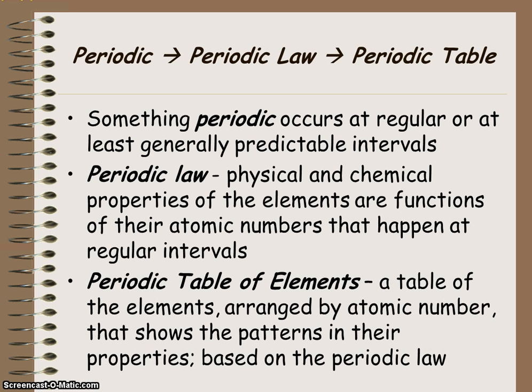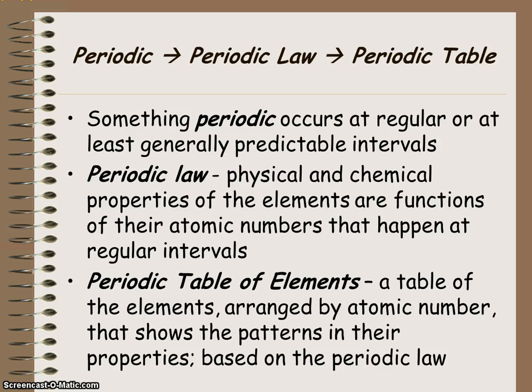Periodic law states that physical and chemical properties of elements are related specifically to their atomic number, and those atomic numbers happen at regular intervals. So we've discussed in class that atomic numbers represent the number of protons in the nucleus of an atom, and the protons determine what kind of atom it is. It happens at regular intervals, right? They go up by one proton every time, so we get new elements, new atoms, every time we add a proton or take away a proton. Either way, when the protons change, so does the identity of that element, and it happens at regular intervals.